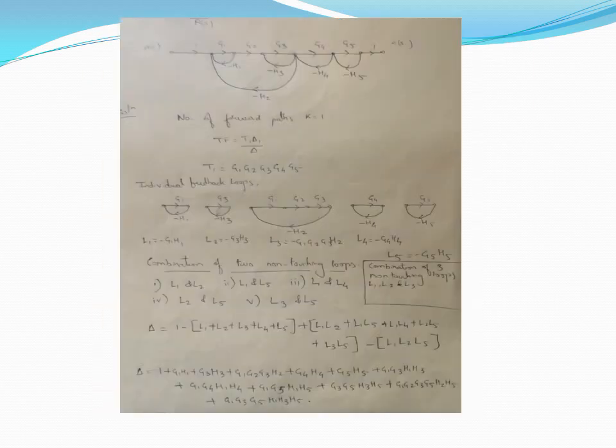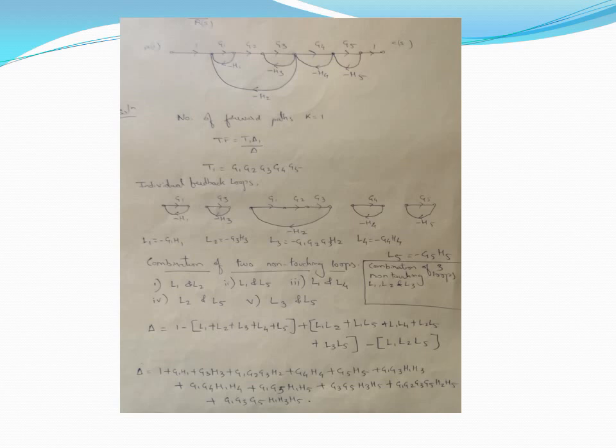So we have single loops, totally 5 single loops. We have two non-touching loops, combination of totally 5, and we have three non-touching loops, one combination of three non-touching loops. So the formula for the delta, as we have seen in Mason's gain formula, is 1 minus summation of all the single loops, then the sign becomes plus summation of all the combinations of two non-touching loops, and then it becomes again minus and then combination of three non-touching loops.